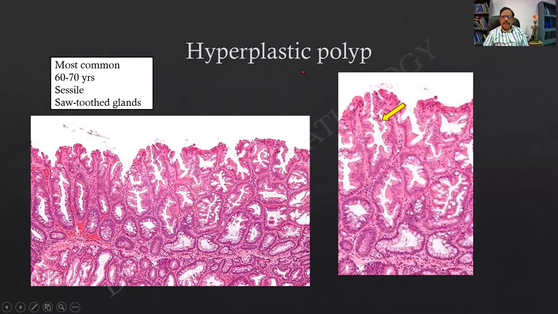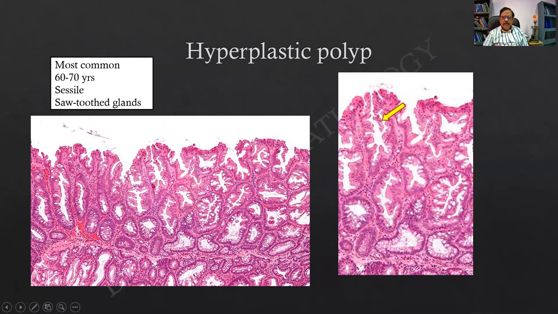A hyperplastic polyp, as I mentioned earlier, plasia means proliferation. Here, the mucosal glands are multiplied. So I find numerous glands over here, and it is the most common polyp. Overall, for all the polyps, neoplastic, non-neoplastic, everything put together, this is most common, occurs in the age of 60 to 70 years. It is predominantly sessile, no stalk is there.